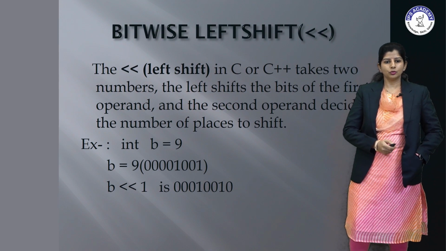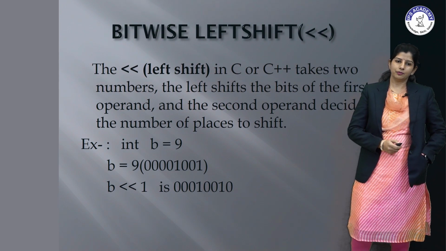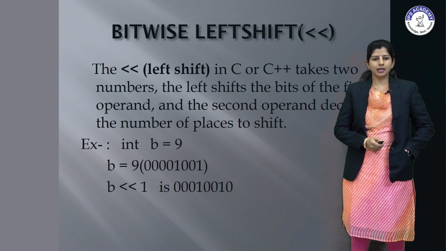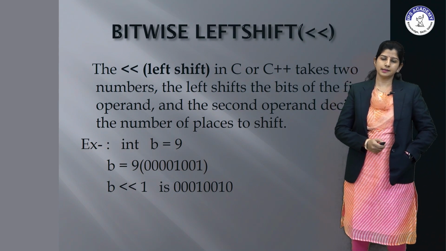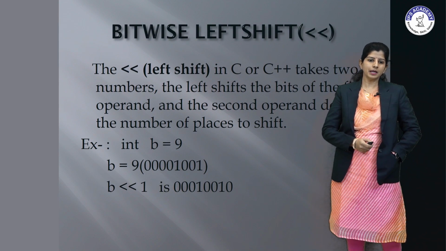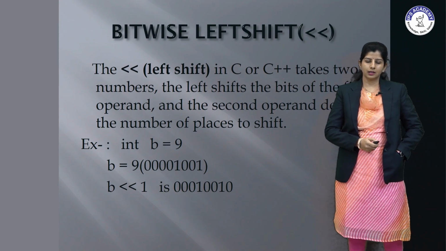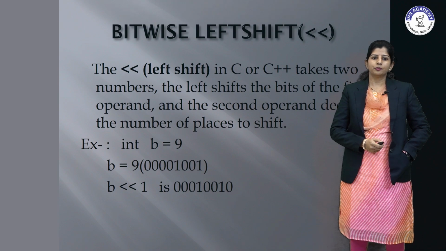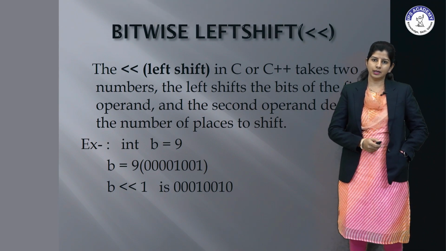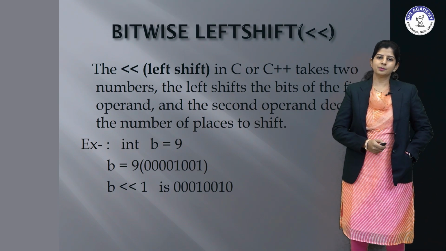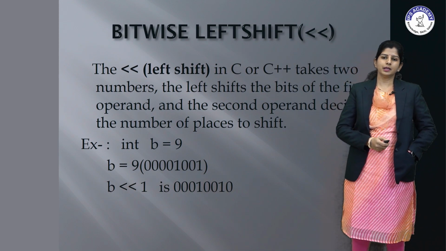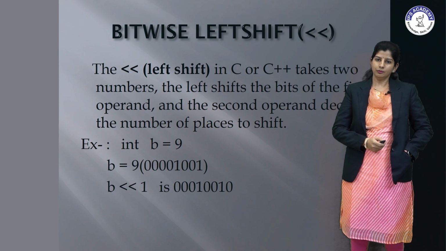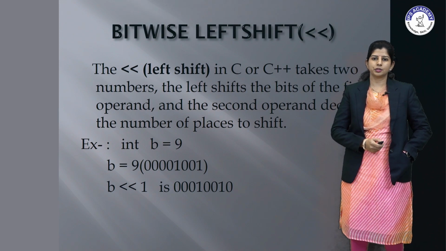The variable is b, the value of b is 9, and the binary number of 9 is this. I am applying b left shift 1. So the left-most bit is shifted by 1, and when the first bit is shifted by 1, all the bits of the value of b are shifted by 1 bit. It is a left shift.